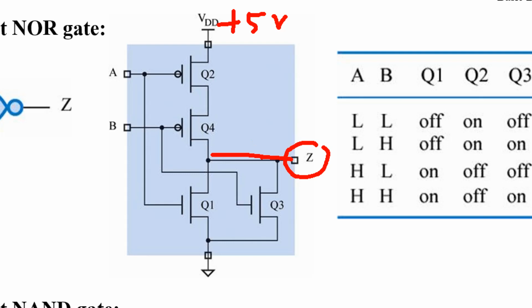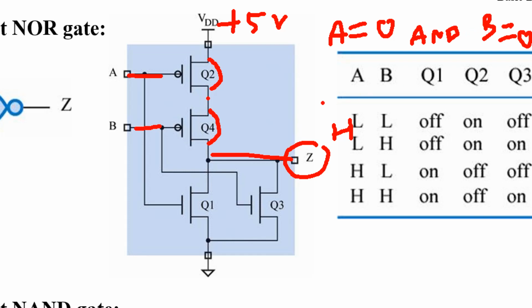Okay, the output will be high when this transistor and this transistor turn on, right? They turn on when A is low and B is low, okay, in series. Namely, it will be high when A is low, A is 0, and B is 0. So you can write A prime and B prime, okay, for output Z.